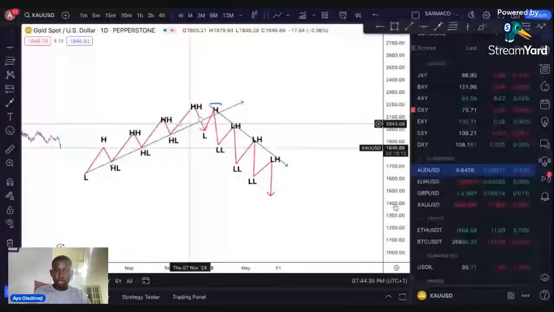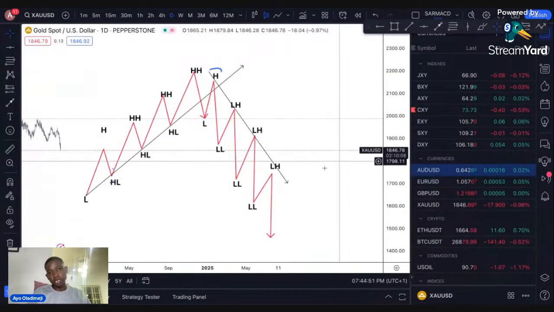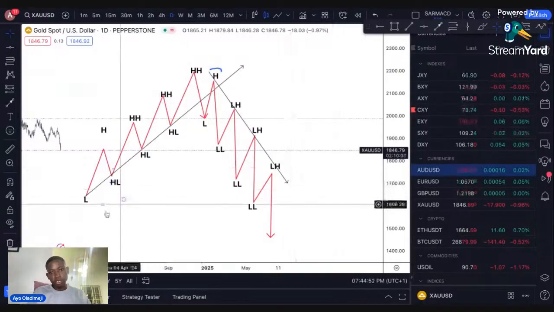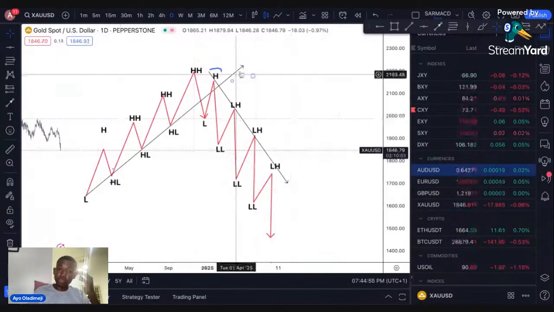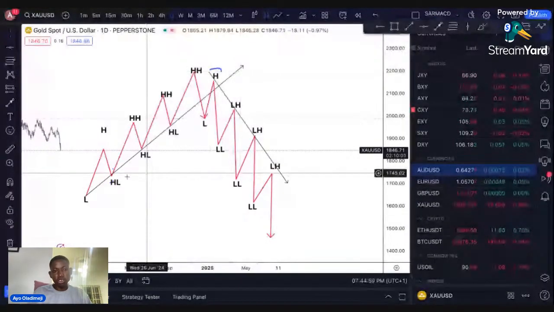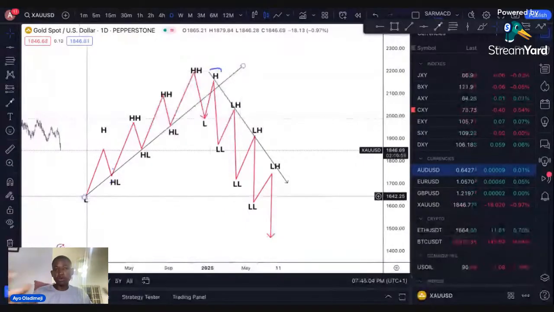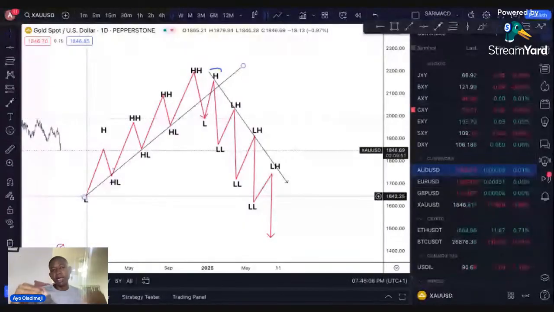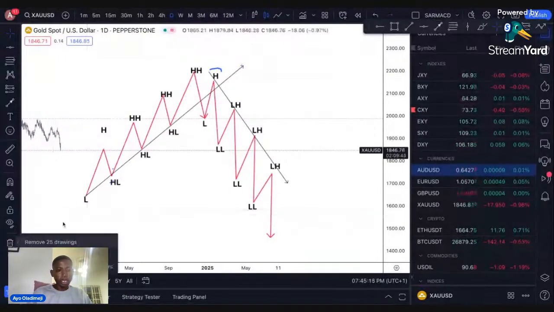When we look at these examples that I've cited, this is what an uptrend looks like. This is what a downtrend looks like. An uptrend, like I told you, has this series of low to high, higher low, higher high, higher low, higher high. A downtrend has a series of high to low, lower high, lower low, lower high, lower low.